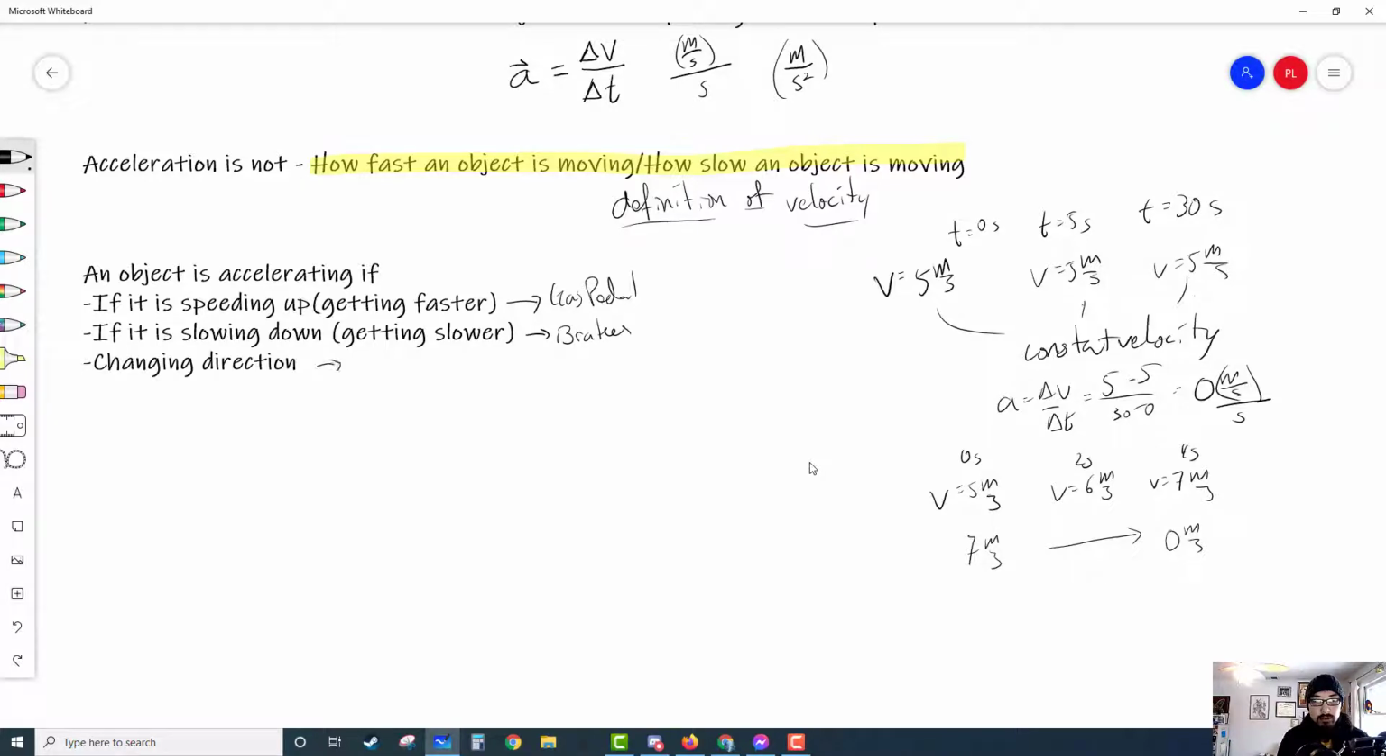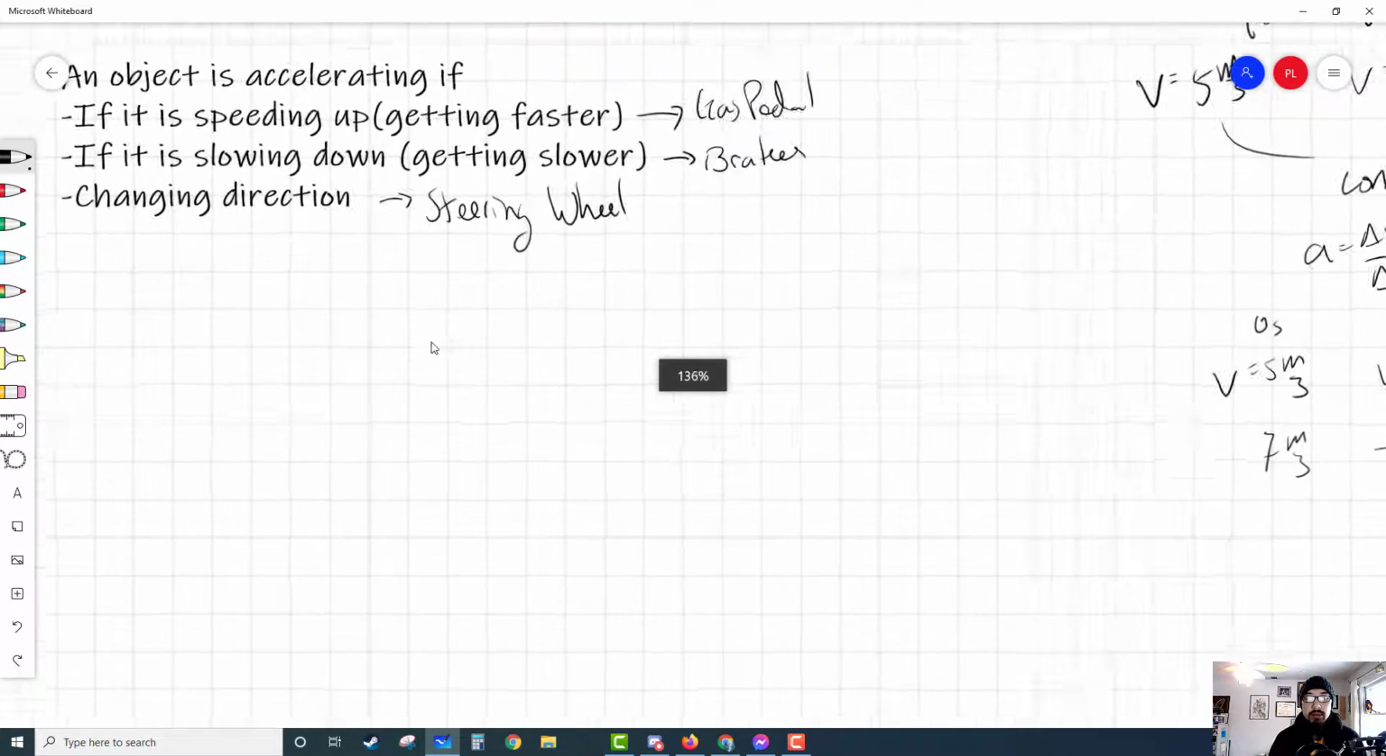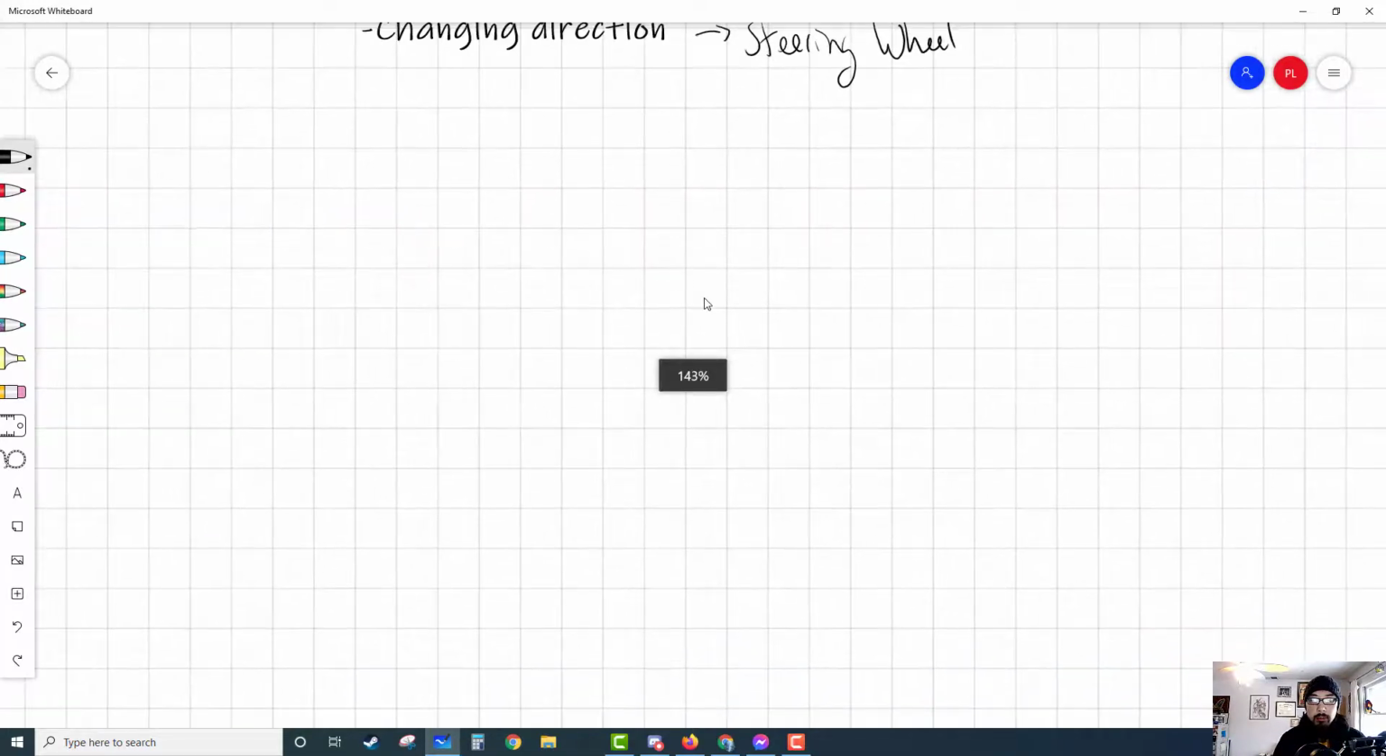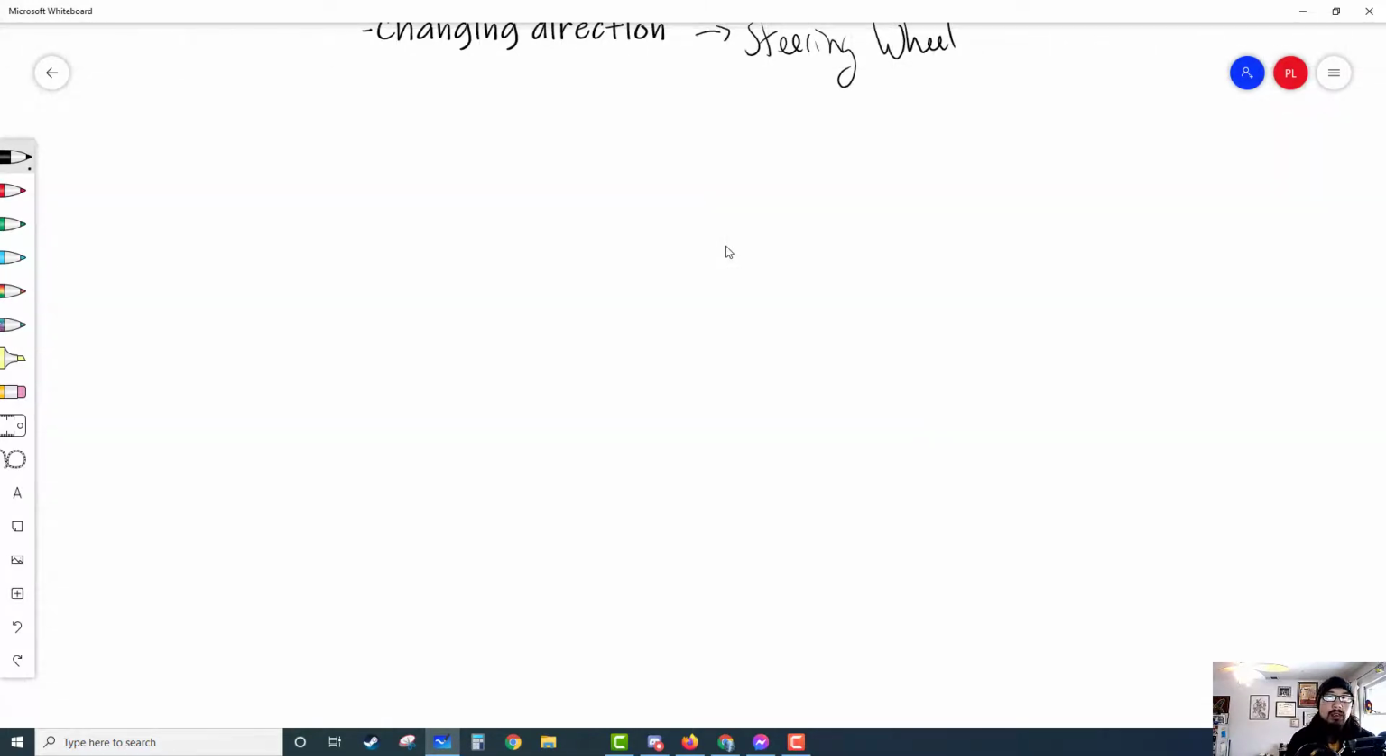Changing direction? Steering wheel. Okay, so if you are in the driver's seat, what you have in your control are all of the tools for the car's acceleration. Good. All right. Now let's see what acceleration means in terms of numbers. So what I'm going to do is I'm going to create a little table here, and this table is something that you should definitely memorize.